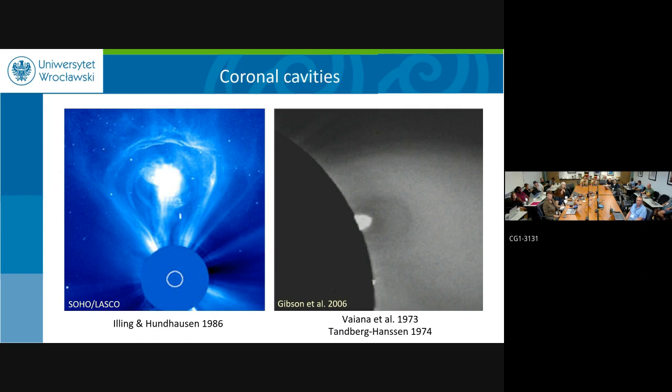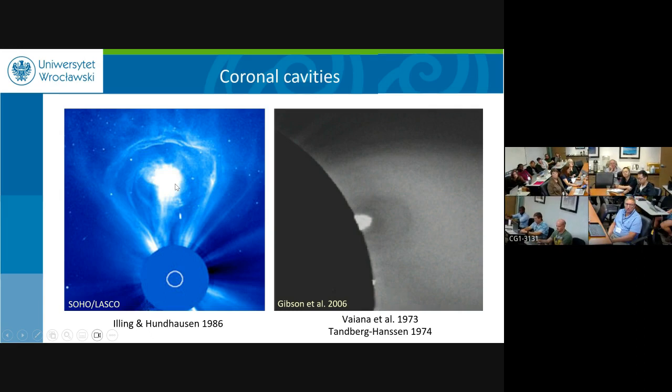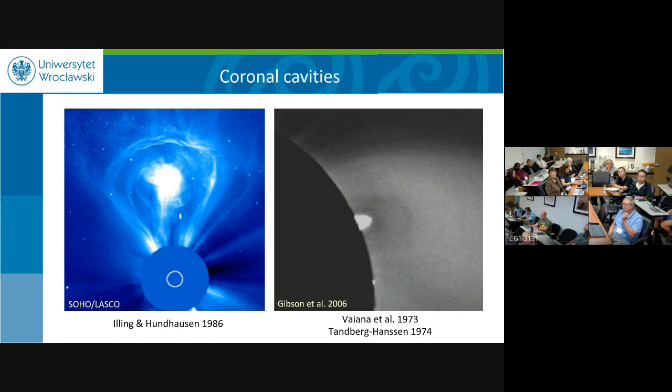Usually we see cavities as a part of the coronal mass ejection. We can see on the left a bright front, dark cavity, and the bright core. But on the right side, you can see the quiescent structure with a helmet streamer, with a dark cavity and a quiescent prominence.